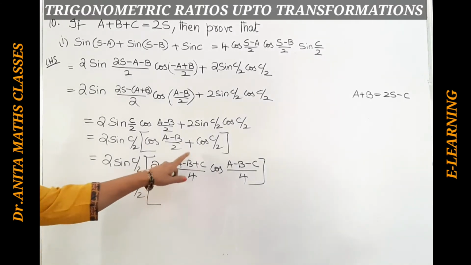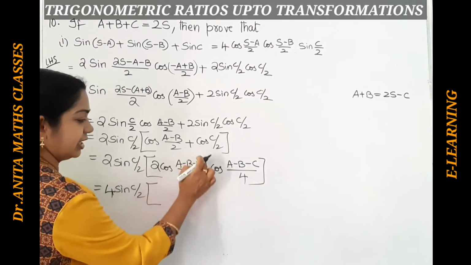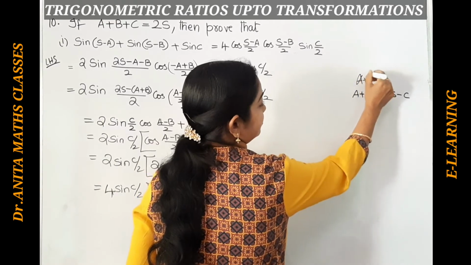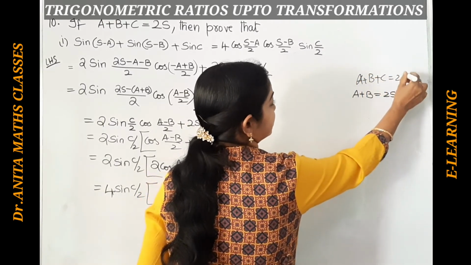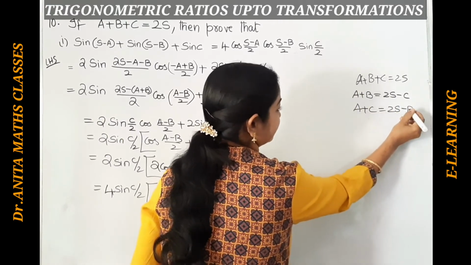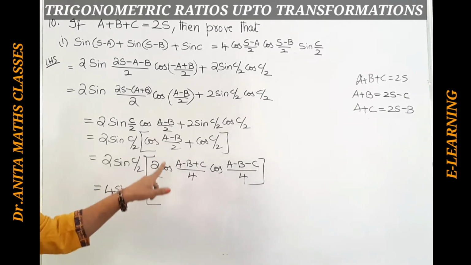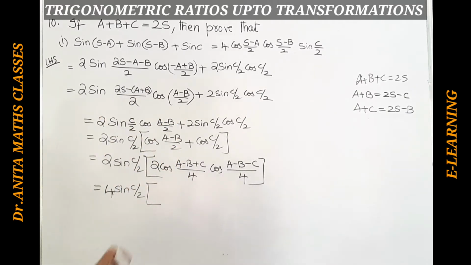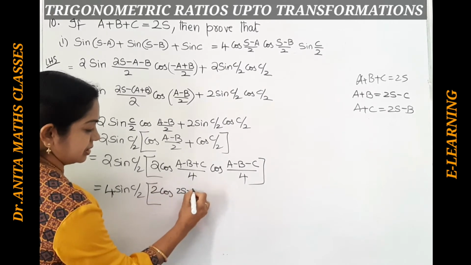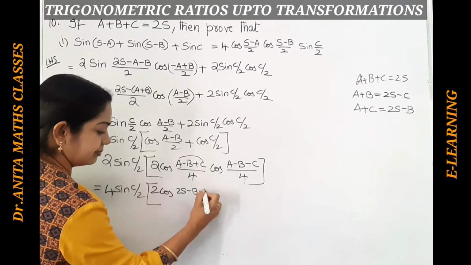Now cos A minus B plus C. So again if you replace A plus C, if you are taking A plus C here, we have 2s, isn't it? So A plus C, if I take, this becomes 2s minus B. Right. So if you are taking A plus C, 2s minus B. So this becomes 2 cos 2s minus, so this A plus C, 2s minus B, already another B is there.